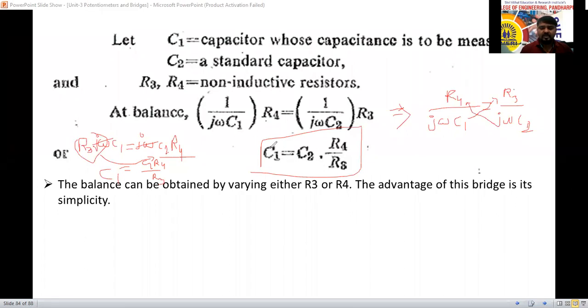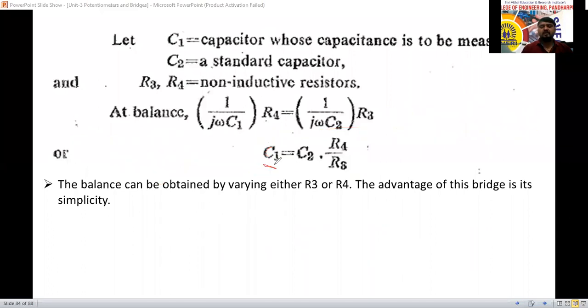What is our question here now? What do we have to measure? Unknown capacitance. C1 is nothing but capacitance only. So we can use C1 as the unknown capacitance, or C2 we can use as an unknown capacitance. Can anyone tell me what is the formula for C2 equal to? Using the same equation, I want the formula for C2. Write that one. C2 equal to what?